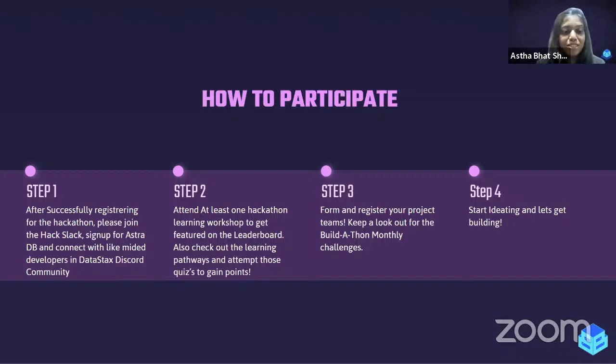The first one is after successful registration of the hackathon, please join the Hack Slack. That's where you're getting all the information of the hackathon. Don't forget to sign up for AstraDB. That's really important because that's the core of building for the hackathon. Go to the website or go to the participants guide, click on the AstraDB sign up link and do sign up for AstraDB. And also don't forget to join the DataStax Discord community channel. That's where you get to meet your fellow hackers or fellow community members and get a lot of information.